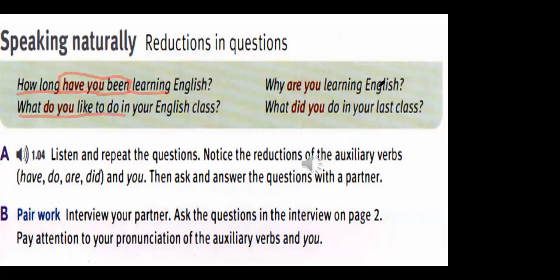Why are you learning English? Why? Reason. What? Information question. So please pay attention when you have questions like this. Try to use the tense you are being asked. The same question. But in this case, we are just working on pronunciation. Just want to make clear that you're doing this.